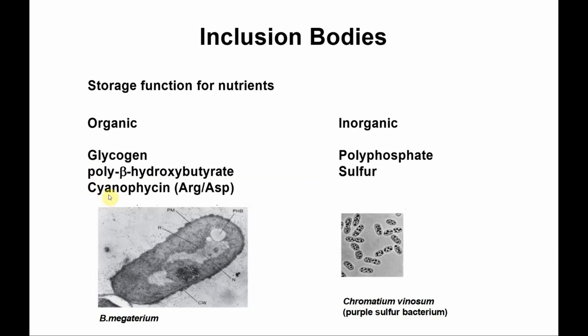Many bacteria form granules of cyanophycin. So this is a polymer of arginine and aspartate. So it's a store of organic carbon and nitrogen. And so these are very, very frequent in many, many different types of bacteria. Now, several bacterial types can also store granules of phosphate. So phosphorus can be a limiting oligoelement for bacterial growth.